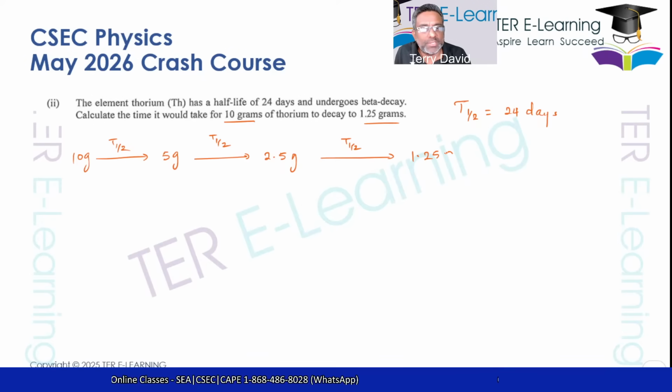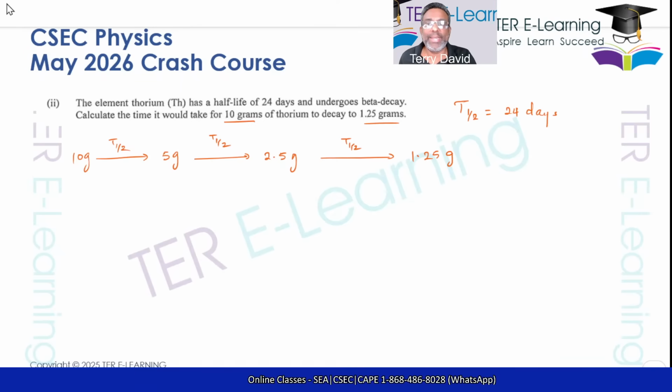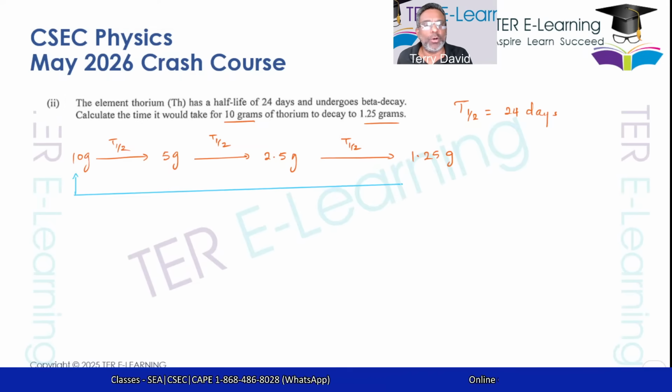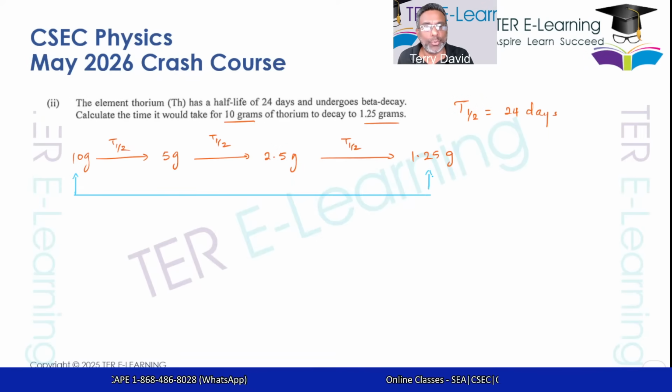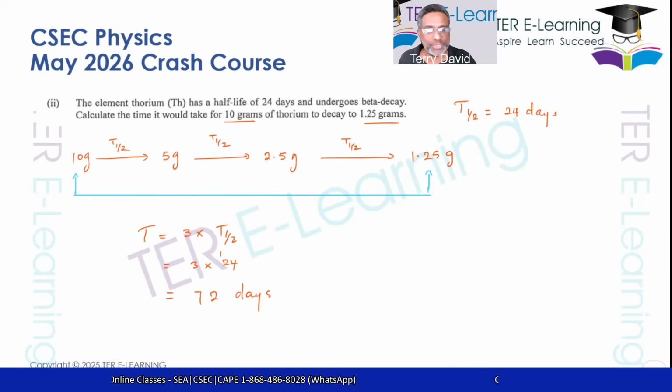1.25 grams. Okay? So the question is asking me to calculate the time it would take for 10 grams to decay to 1.25. So you're starting off here, and we're trying to figure out how long it takes for us to reach here. That's what we want. Now, if you look at that carefully, that overall time is simply going to be 3 half-lives. Based on the diagram, that's actually 3 half-lives. So it's going to be 3 multiplied by 1 half-life, which is 24 days, right? So that's 4 times 3 is 12, 2 times 3 is 6, and 1 is 7. So your time taken will be 72 days.